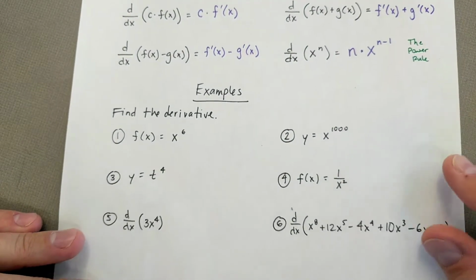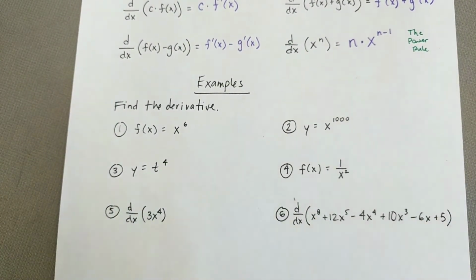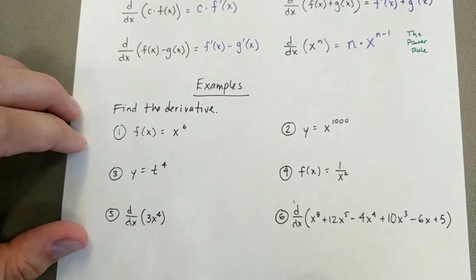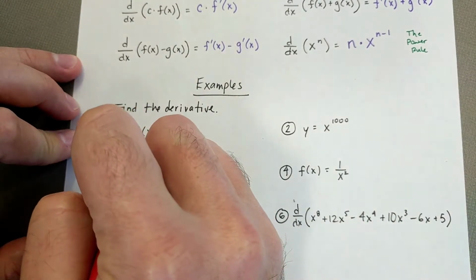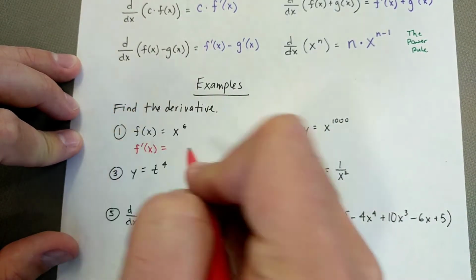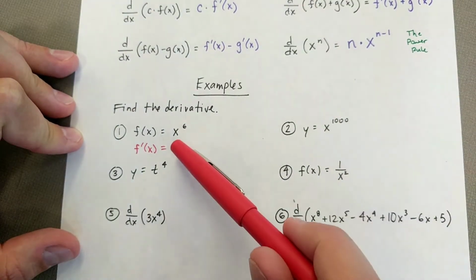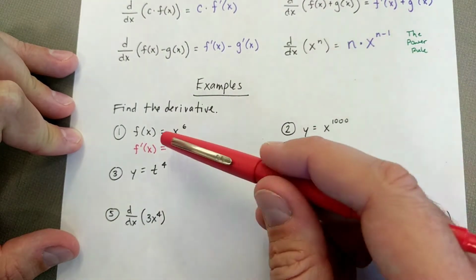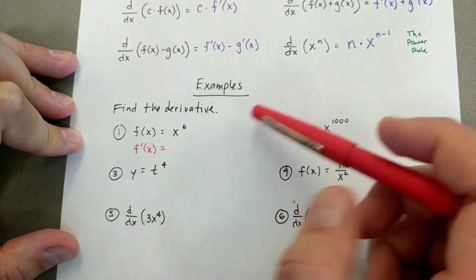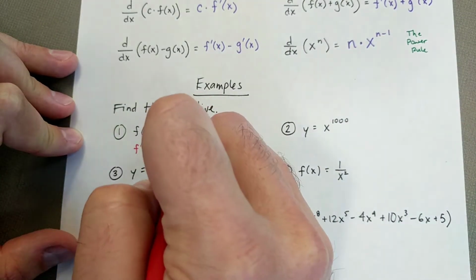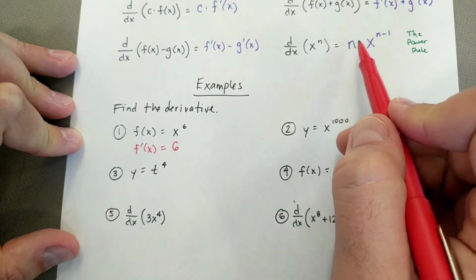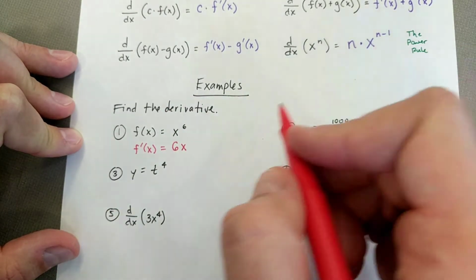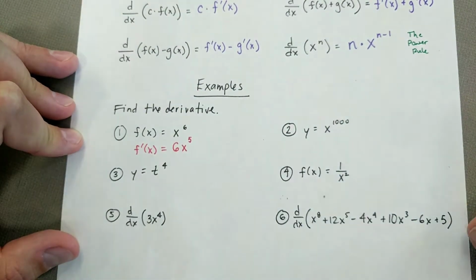So here we go. We have find the derivative. So the first one we have here, f of x is equal to x to the 6th. Okay, so we want to find the derivative f prime of x. And so this one is exactly of the form of the power rule here, x to some power. And so if I just follow along with the derivative rule, I get 6, that's my old exponent, times x to the, and then we're going to reduce the exponent by 1 to get 5, 6x to the 5th.